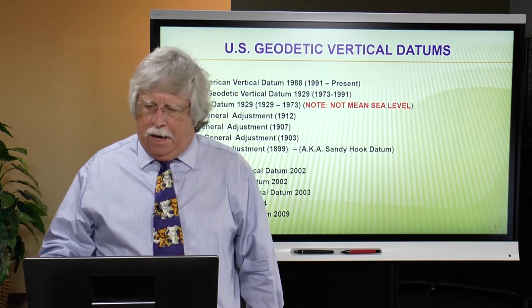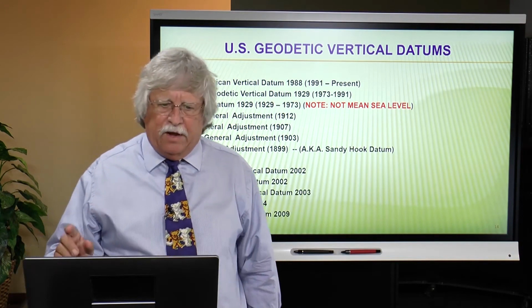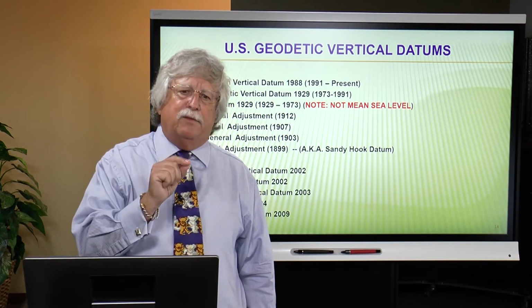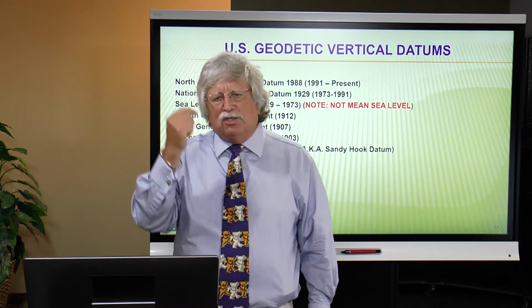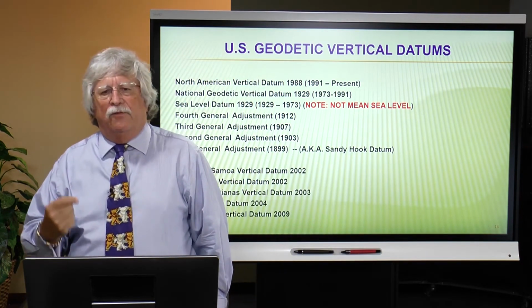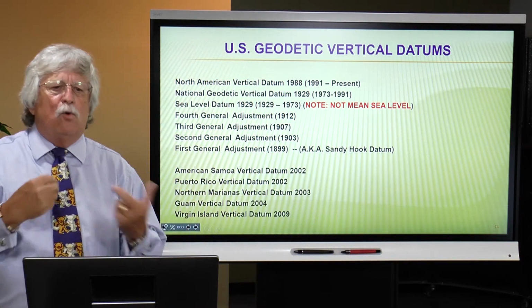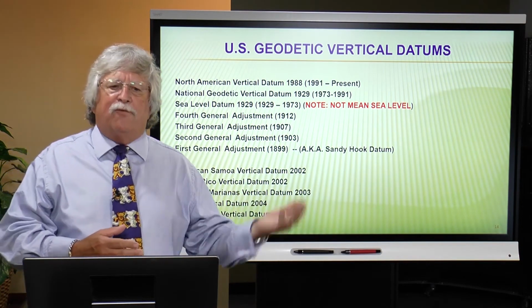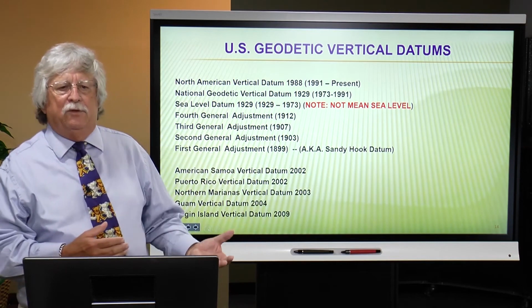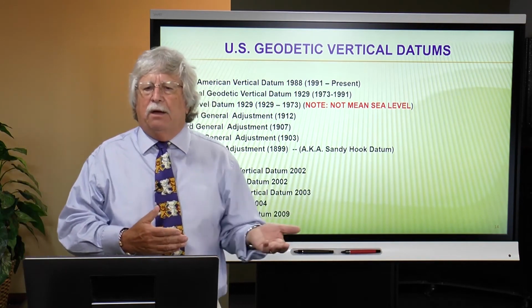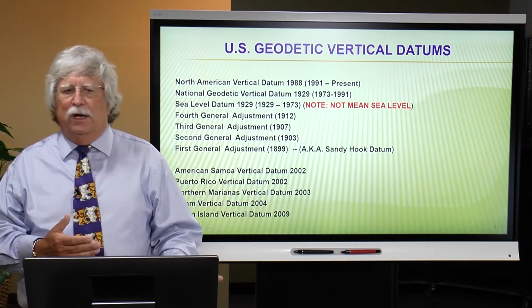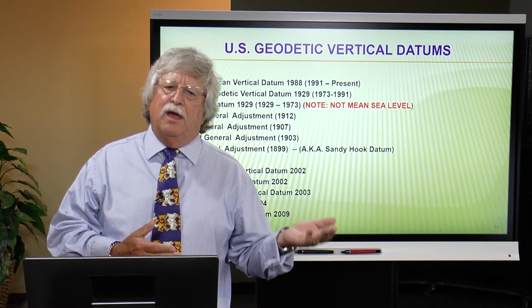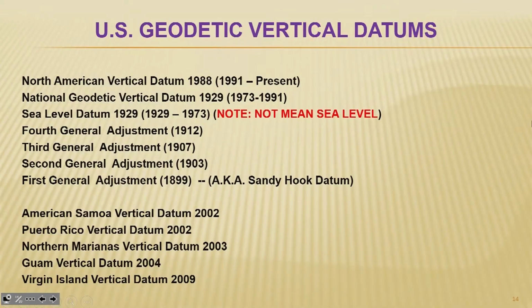I'm going to show you not only the different datums that we have, but I'm going to show you the extent that they started to cover the country. So here's just a list of the vertical datums that we either have had or currently have in the United States. The very first, and they were often referred to as general adjustments, came out in 1899, the second one in 1903, the third one in 1907, the fourth one in 1912.